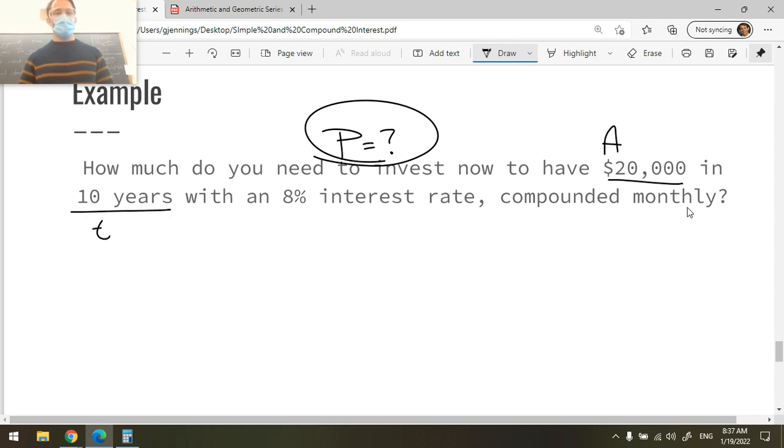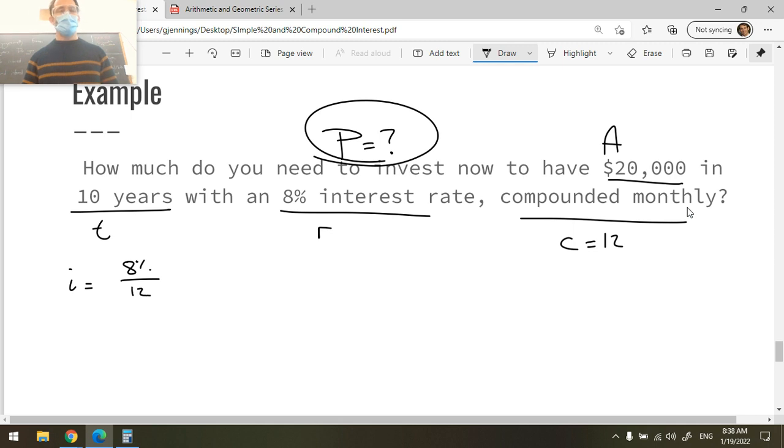Here is our T for time. Here is our R for rate. And here is our C. Our C is compounded monthly, so that's 12. So let's find I. I is equal to 8%, which is the rate, divided by the compounding frequency. N is equal to T times C. So T times C is 10 times 12 is 120.